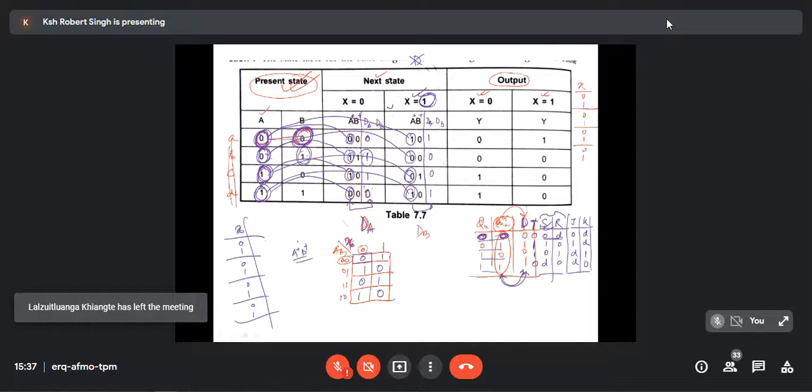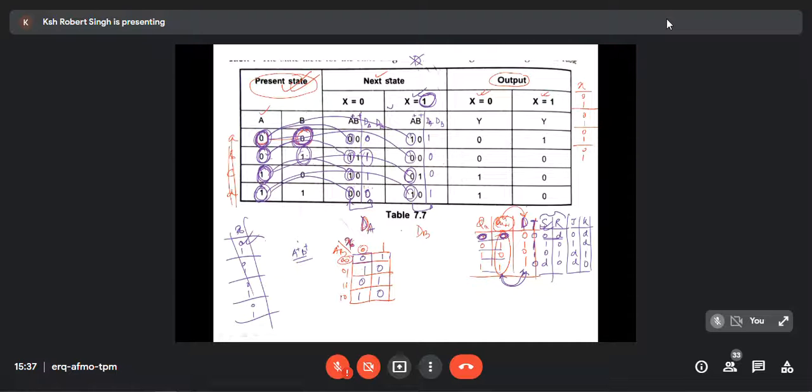There is nothing wrong. This is how you see things, whichever is easy according to you. For me, it is easy like this. Putting down all these things like this, I feel it is easy for me. Anyway, it's up to you. This is the way you have to fill up.